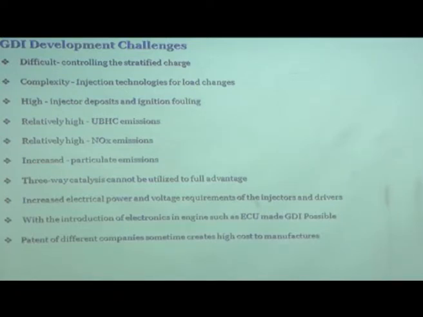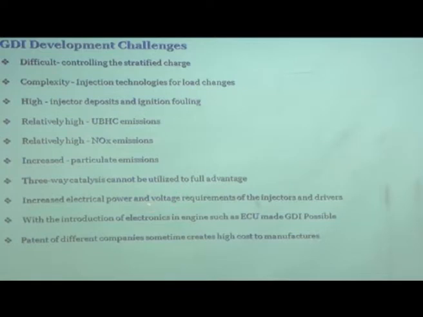Definitely, gasoline engines are not known to emit particulates, but GDI engine has that additional problem, because you are injecting the fuel and the fuel is concentrated very close to the spark plug. There is not enough air available at that time. So, you have additional problem of particulates. So, this is one gasoline engine which has problem of particulates. Particulates are normally a problem which is associated with diesel engines, it is not associated with gasoline engines. Unfortunately, GDI engine also has problems of particulates. Okay. Then, 3-way catalyst cannot be utilized for full advantage. I will tell you in next slides what is the 3-way catalyst and why you cannot use it fully.